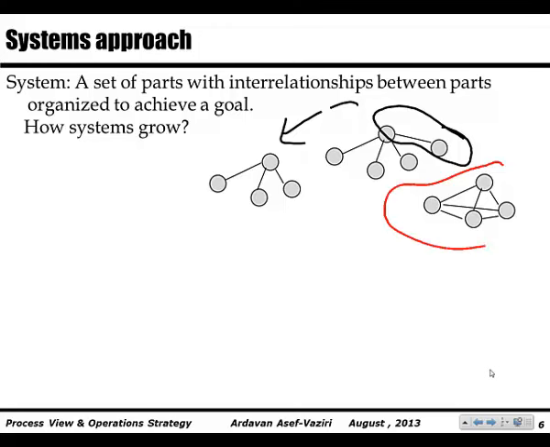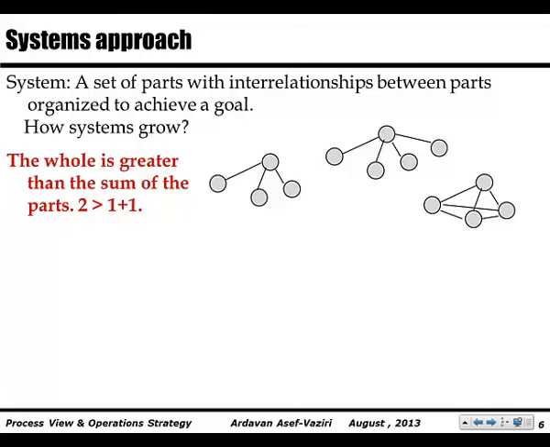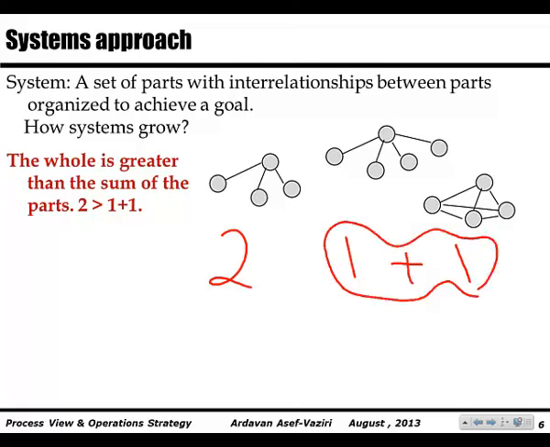This system is preferred to this system because it has more integrated relationship between its components. It can perform much better in a complex environment. It can benefit from synergy between the components. The whole system performs better than the sum of its components. In systems theory, we say 2 is greater than 1 and 1 because of that plus relationship between 1 and 1. Of course, this is not mathematically true, but that is what we say in systems theory.